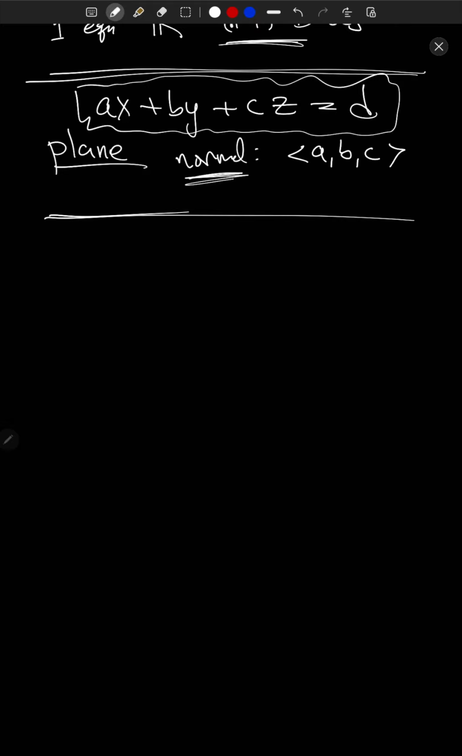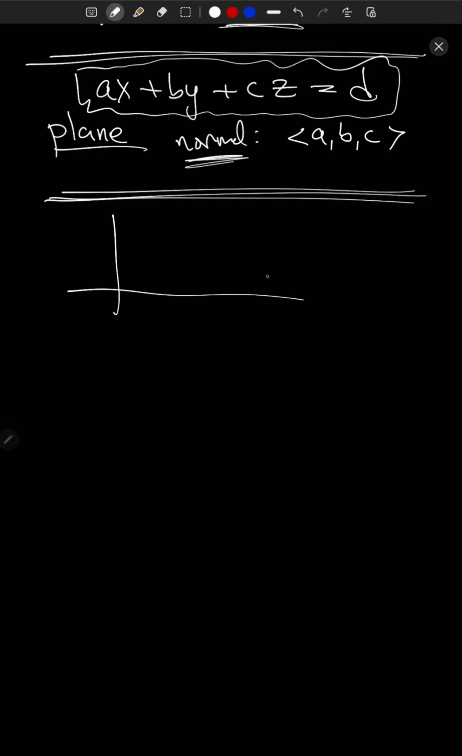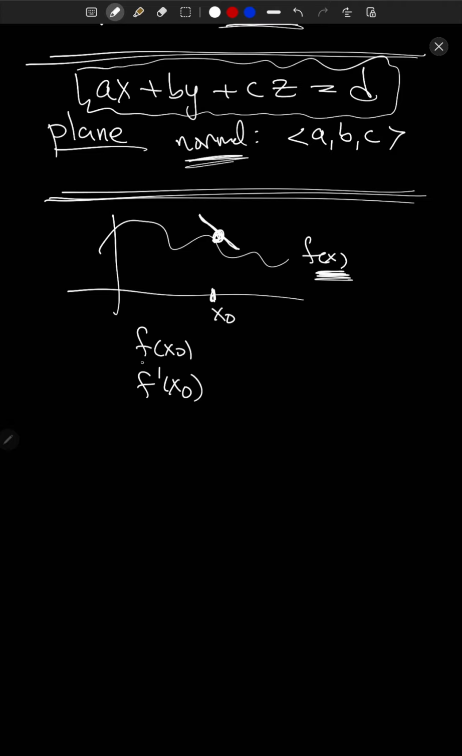Why do we care about planes? Why are we going to care about planes in the future? We care because, remember, in one variable calculus, here's a function f of x. Something really important in one variable calculus was understanding the tangent line. One major application was that the tangent line was used to do linear approximation, and that allowed us to estimate values of f of x using only information about, let's call this x0, about f of x0, and about f prime at x0, right? If I have these two numbers right there, then I can make an estimate for f of, let's say, that point.